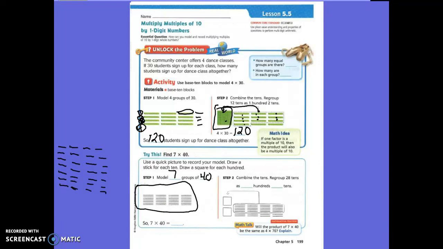Now, combine the 10s and regroup. Okay, so I know this is going down as 7. So I'm just going to go down 7, and I'm going to circle 3 more because I know 3 plus 7 is 10. Okay? That's one group of 10, so that is 100.